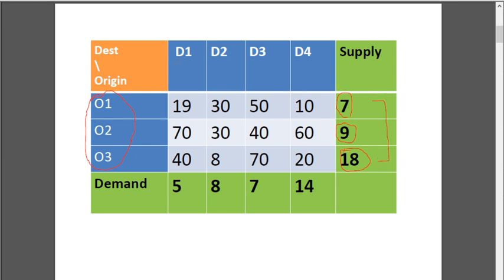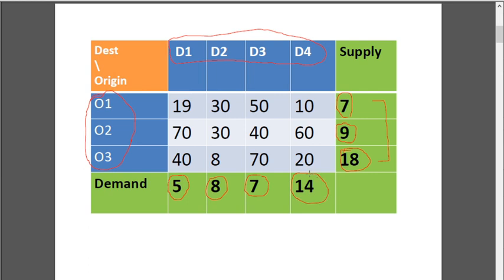Then we have four destinations to which these commodities or the goods have to be transported, and at destination 1 a total of 5 units are required, or in other words there is a demand for 5 units of the commodity, and at destination 2 there is a demand for 8 units, and at destination 3 there is a demand for 7 units, and at destination 4 there is a demand for 14 units.